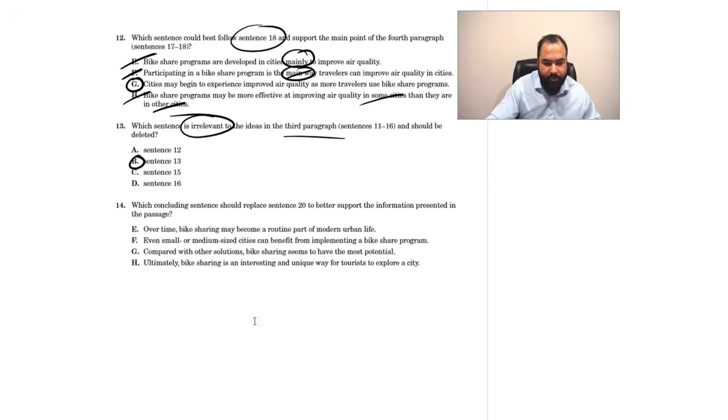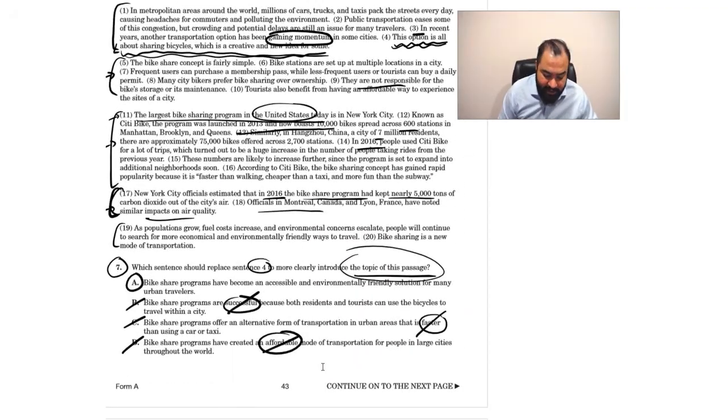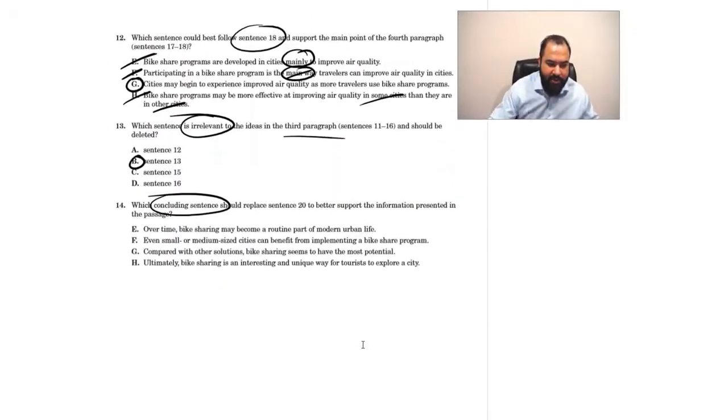Number 14, which concluding sentence should replace sentence 20 to better support the improvement? So it's about the concluding sentence, like the ending sentence. So it says 20 here, bike sharing is a new mode of transportation. Well, the last line of the essay should be restating the topic sentence, like mainly what you were trying to talk about. So let's look at the options for how to end this essay. What is the best way?